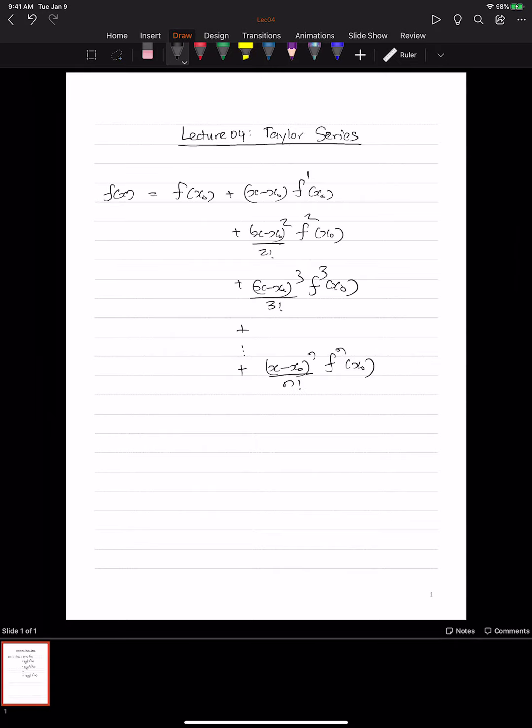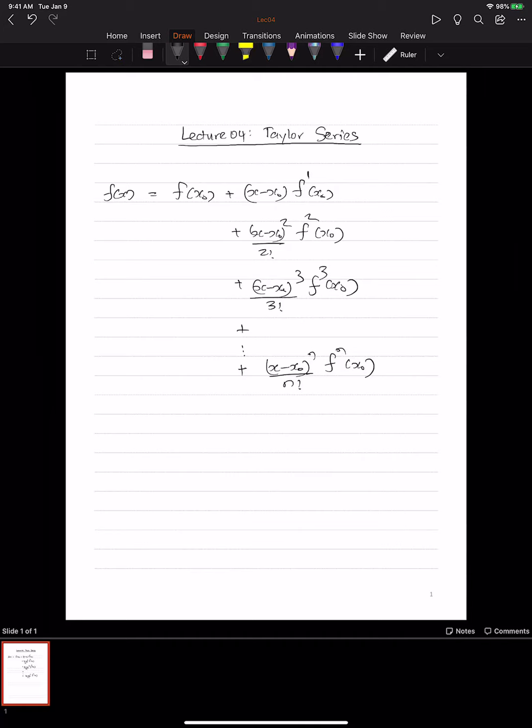Hello. In this lecture, we will study about Taylor series, which is a method of approximating functions. The general expression of a Taylor series expansion is given as follows.